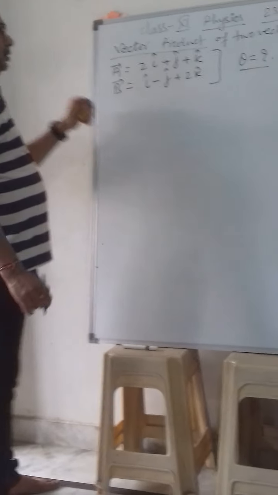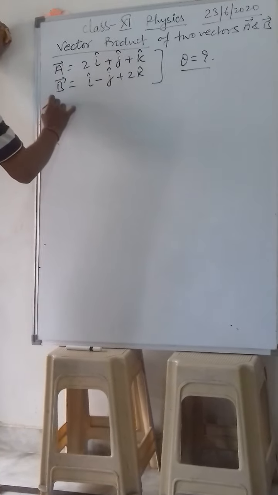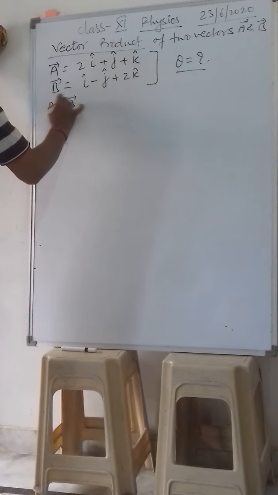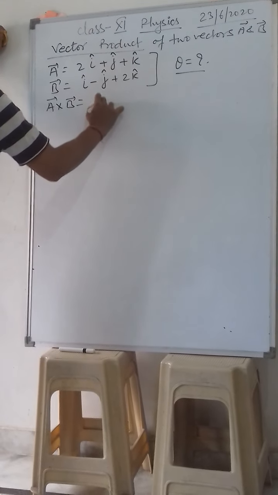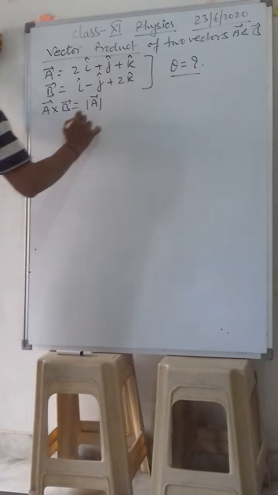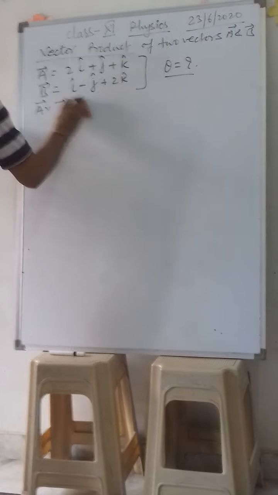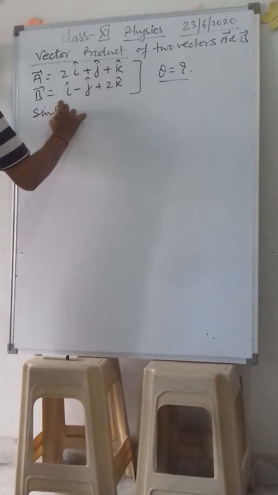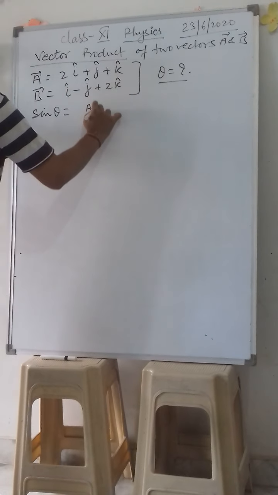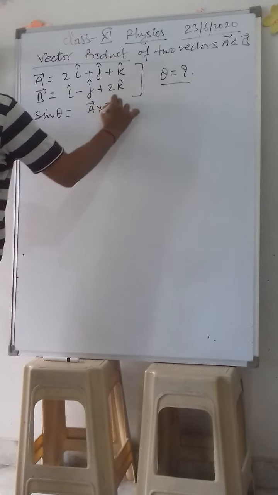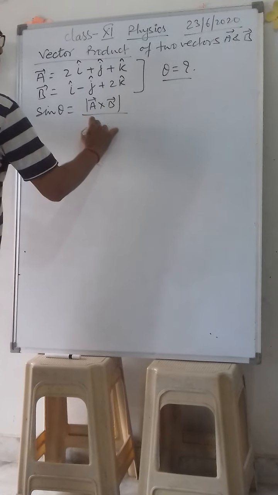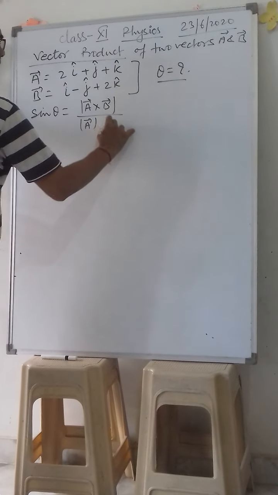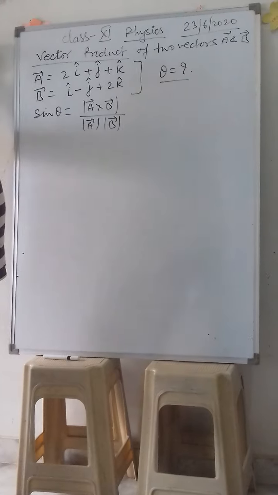We have the formula: A cross B equal to mode of A, mode of B, sin theta, equal to mode of A cross B upon mode of vector A and mode of vector B.